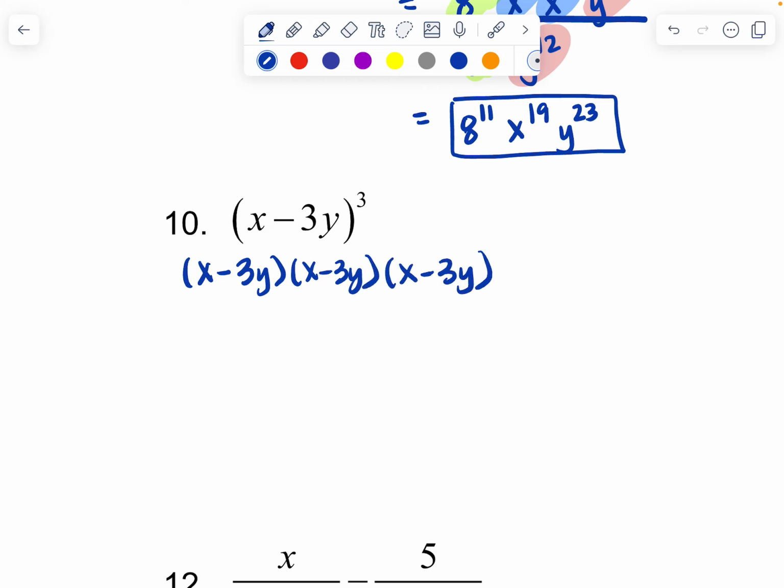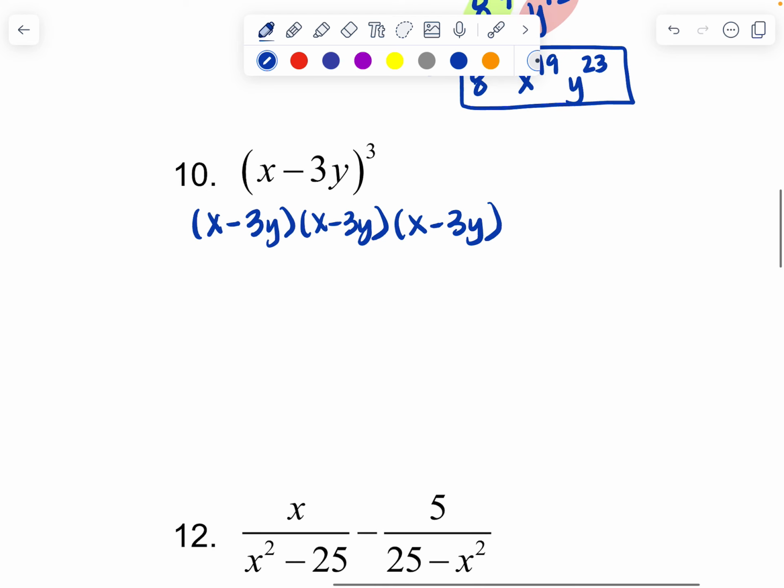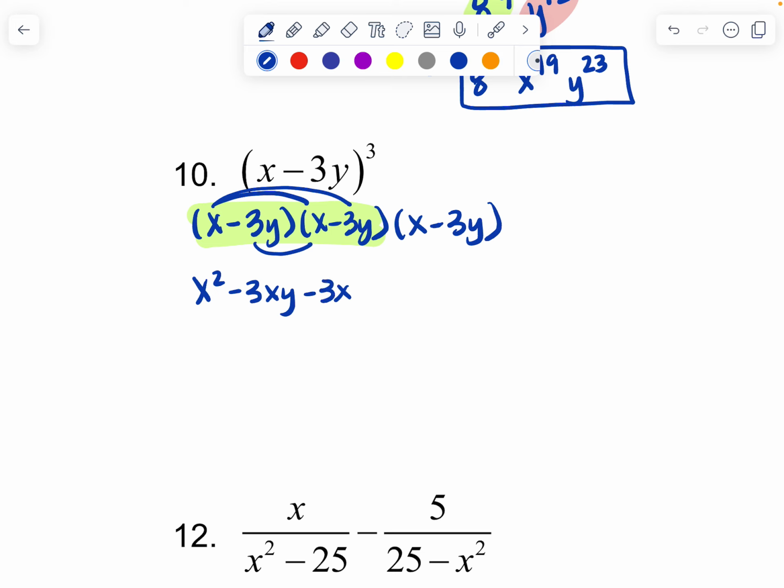Is this a fun problem? No, I'll be honest, I don't want to do it either, but we're just going to do it, okay? So look, let's look at these two first. Okay, let's FOIL that out. So x times x is x squared. X times negative 3y is negative 3xy. Negative 3y times x is, again, negative 3xy. You guys notice I'm just putting the variables in alphabetical order. You don't have to do that, but it just looks better. And then negative 3y times negative 3y is positive 9y squared.